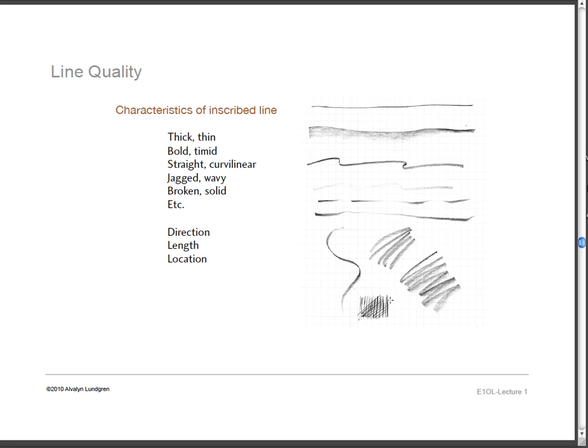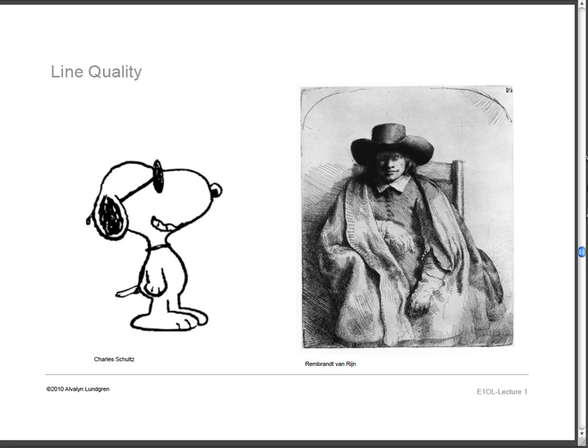And we can actually even build up line by hatching, which means making similar marks in one direction, and cross-hatching, going a different direction. We start building up tone. And we start building up the idea of shape and filled shape, colored shape. So we're going to compare Snoopy to one of Rembrandt's printmakers.